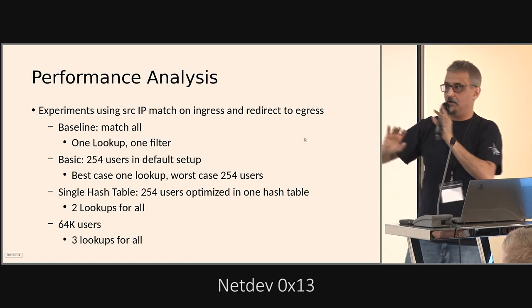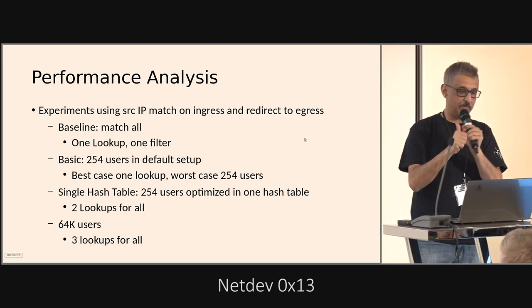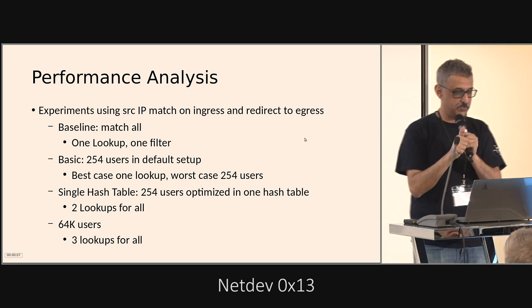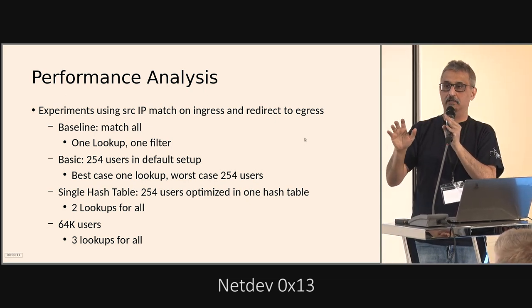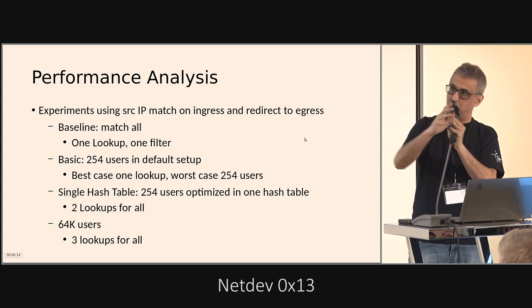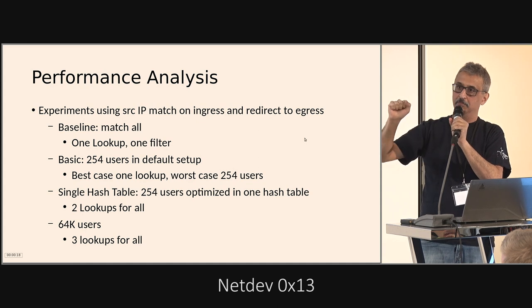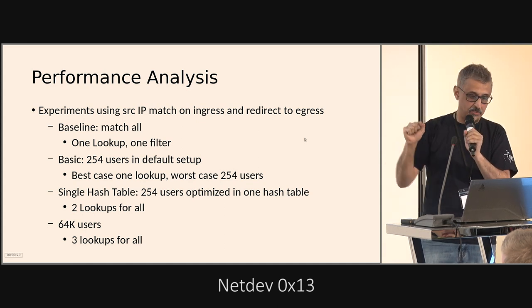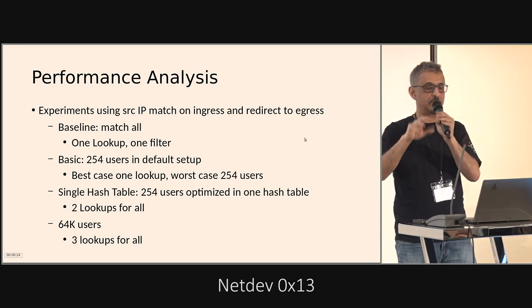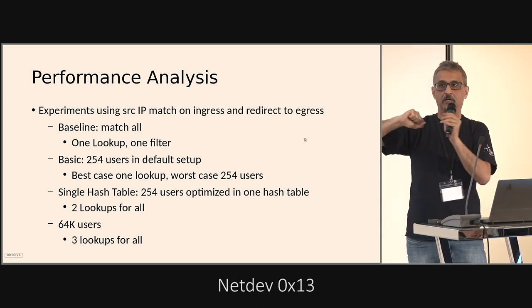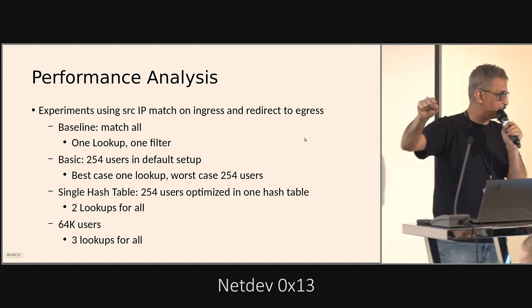So I wanted to do some performance analysis and show some numbers. So we created a baseline where we match every packet and just redirect it. It comes on one port, there's only one rule in the root table. The next is we add 254 rules, and we pretend to be a dumb user who just adds things and doesn't tell the kernel where to insert them. So they all get inserted in the root table, bucket 0.